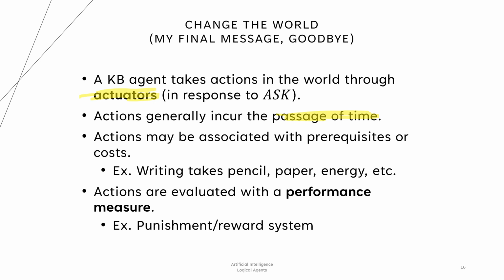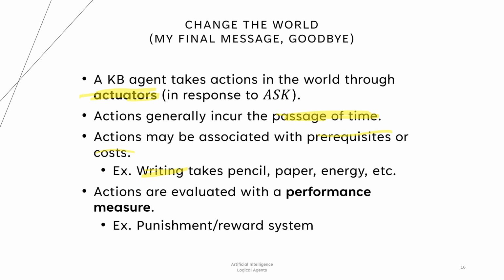Now note that actions can be associated with prerequisites or costs. So for instance, in Wumpus World, when we shoot the arrow, that uses the arrow resource, and if we use the arrow resource, we can't shoot again. Or just like writing, you need to have pencil, paper, and energy, and maybe some caffeine to get done with a lot of writing.